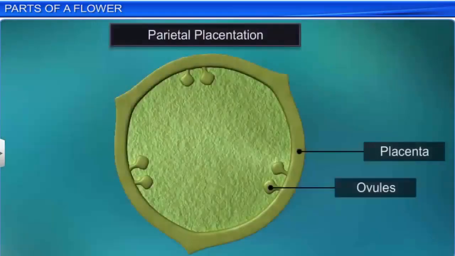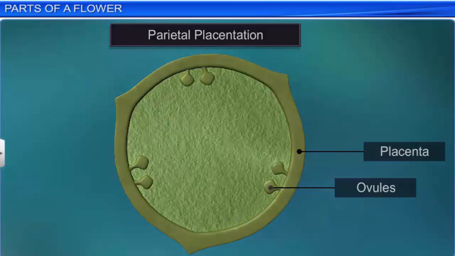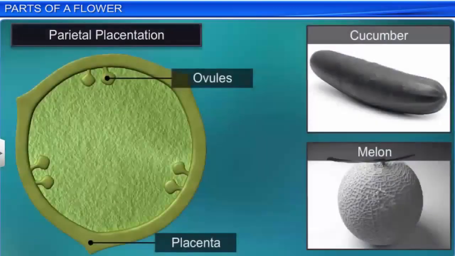In parietal placentation, the ovary is initially single-chambered. A false septum later develops and divides it into 2 chambers. The ovules develop on the peripheral or inner wall of the ovary. Parietal placentation is seen in plants such as cucumber and melons.